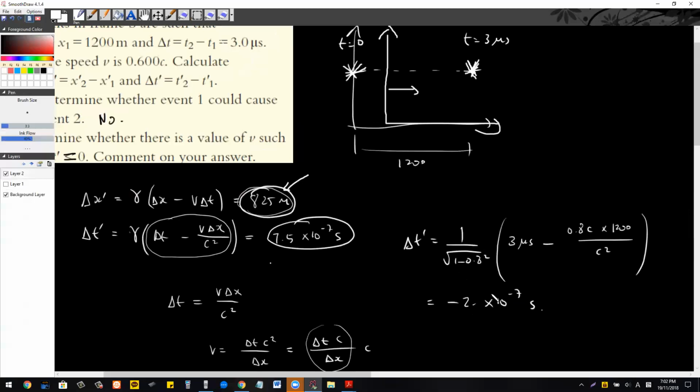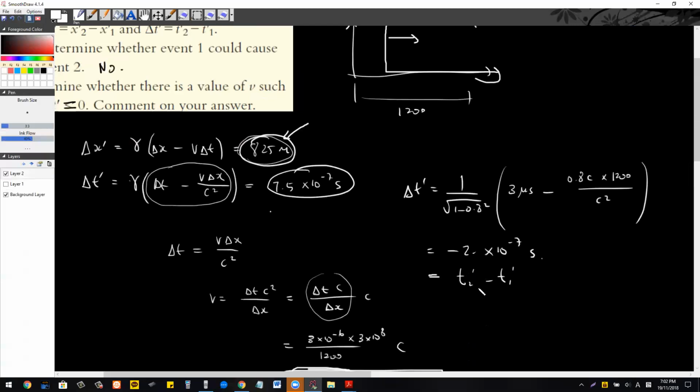The time interval. So that means this guy will see that one first, and then this many seconds later, he will see this one. So why is it negative? Because delta t is t2 dash minus t1 dash. Why would this be negative? Because t1 is occurring before t2. This is less than this one here.